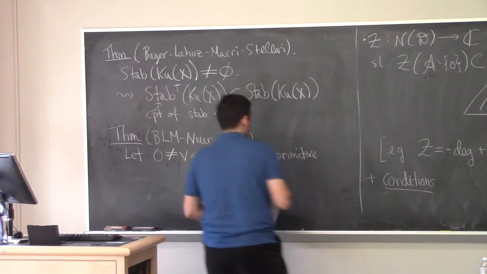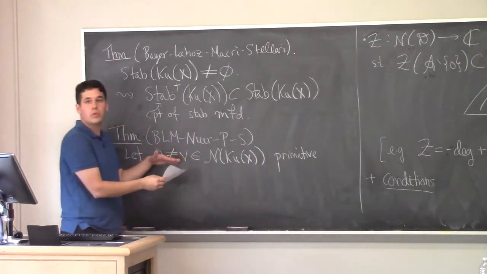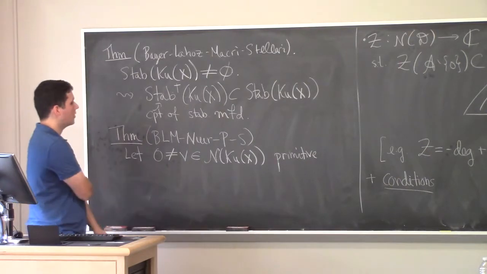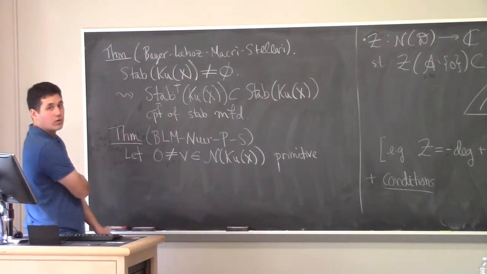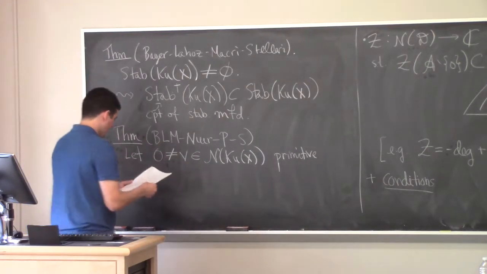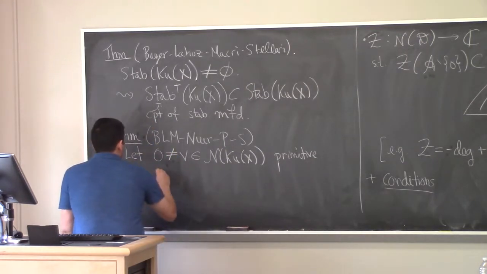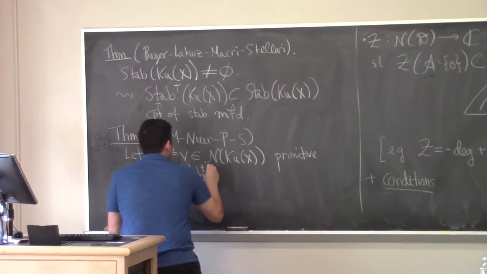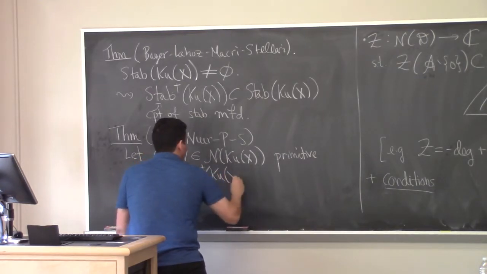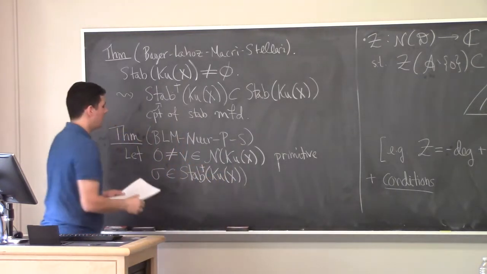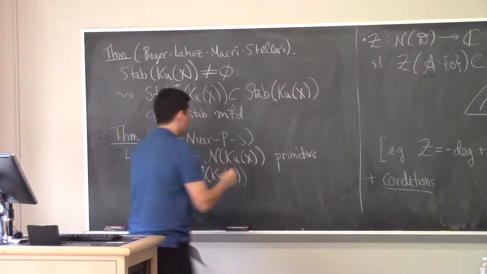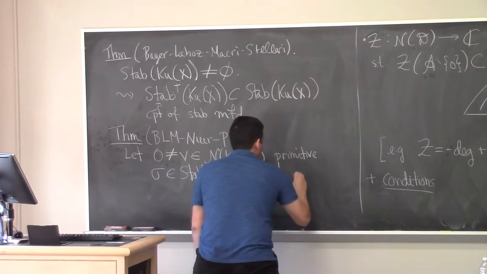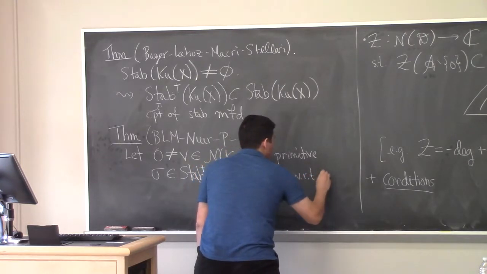So in other words, it's not divisible. It's not a multiple of any other class inside of it. So start with the non-zero primitive vector in the numerical Grothendieck group of this category. And also, I'm going to fix sigma in stab dagger of Q of X. So this is a stability condition, and I want to assume that it's generic with respect to V.